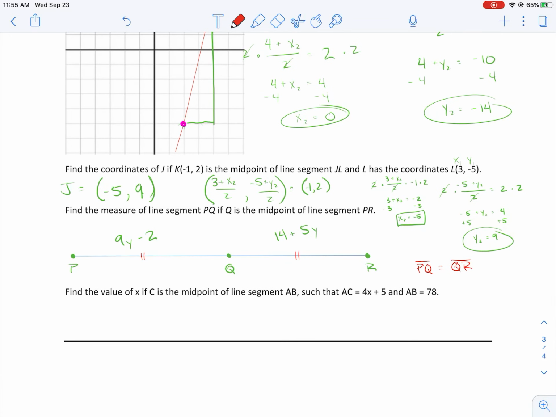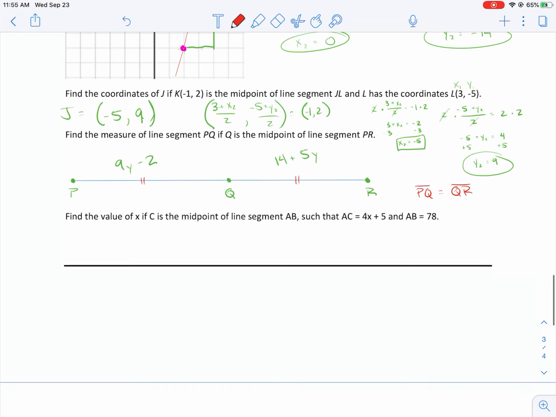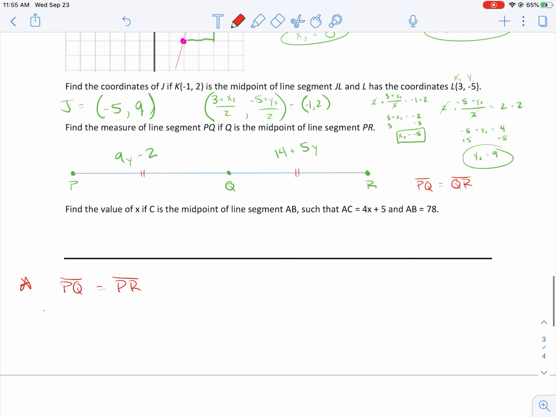Anyway, since PQ is equal to QR, what we can do is, I'm just going to move this down. I should have given myself more room. I'll move it over here. This box right here. So if line segment PQ is equal to line segment PR, then we know that 9y minus 2, this length up here, is going to be equal to this length up here. And then we just solve like we would a multi-step problem.